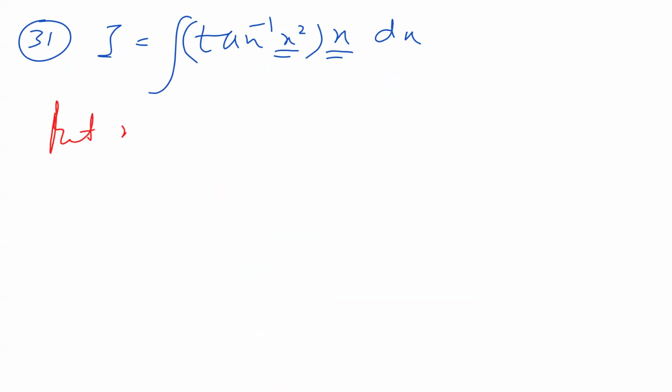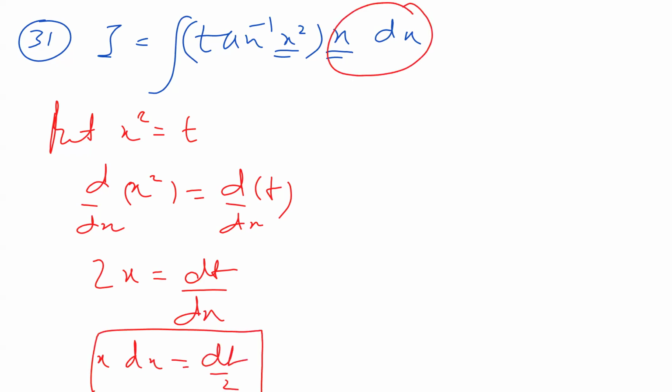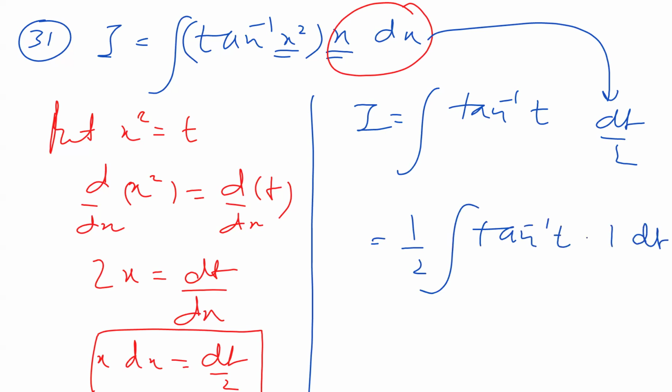So put x square equal to t, dy dx of x square is equal to dy dx of t. So 2x is equal to dt by dx. So x dx is dt by 2. Okay. So I is equal to, this became dt by 2 and this is tan inverse t, half outside, tan inverse of t into 1. So this is u and v.